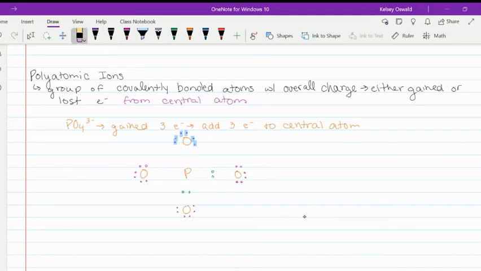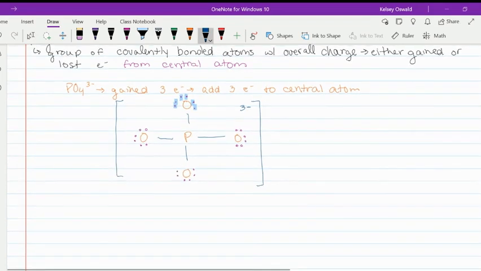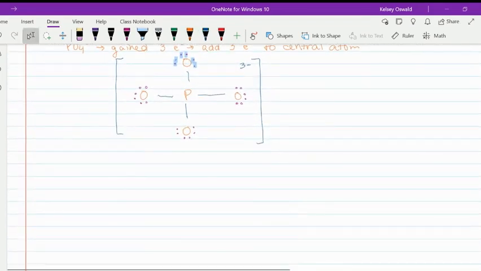Okay. So if we're sharing 1 pair or 2 electrons, that's going to end up being single bonds. So we'll have our 4 oxygens connected via 4 single bonds. And then we need to show in this Lewis structure that we added those 3 electrons. So in brackets, we're going to put a charge of -3. Okay, that's to tell the reader that in this Lewis diagram, we had to add those 3 valence electrons to our phosphorus. Okay, let's look at another example.